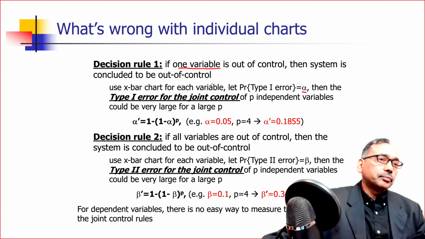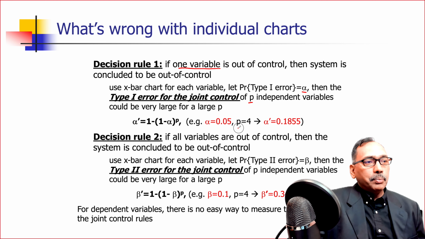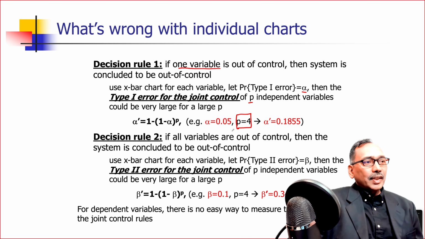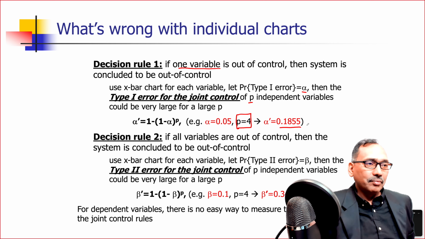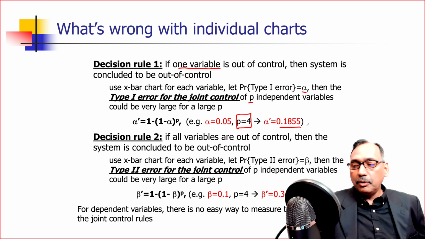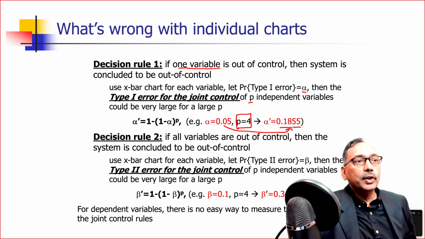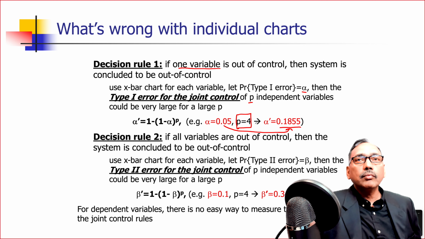Now if you consider both, P is the number of independent variables, using this modified alpha, because alpha is for one. And now even if you consider a simple example where P is 4, we are monitoring 4 important quality characteristics. It turns out that the error increases to 0.1855, more than an 18% chance of committing type 1 error. So the chance of making a mistake goes up drastically from 5% to more than 18%, almost 4 times increase with 4 individual variables.